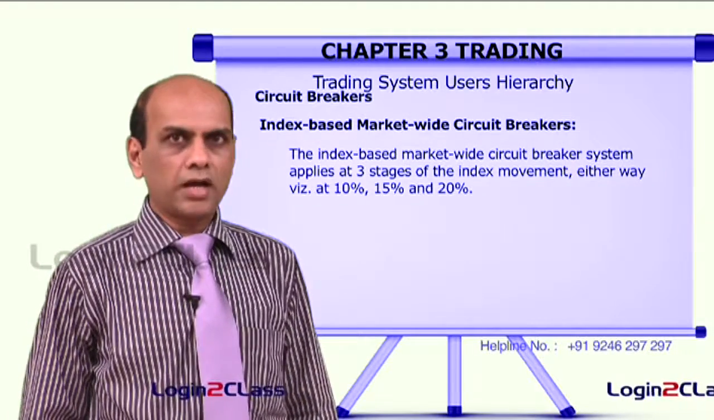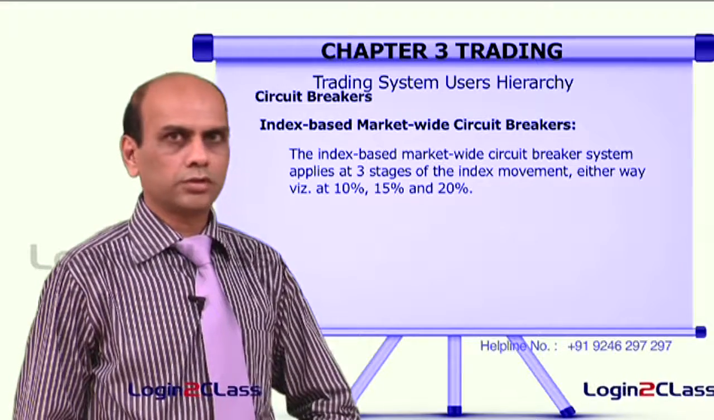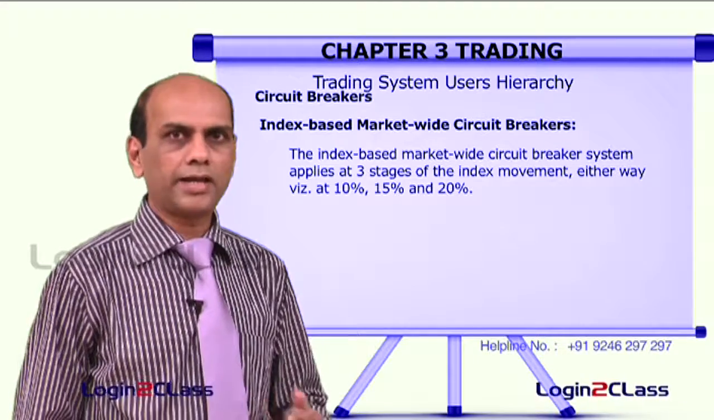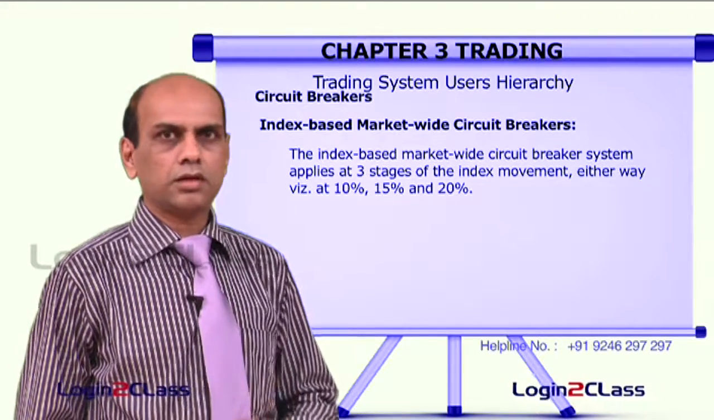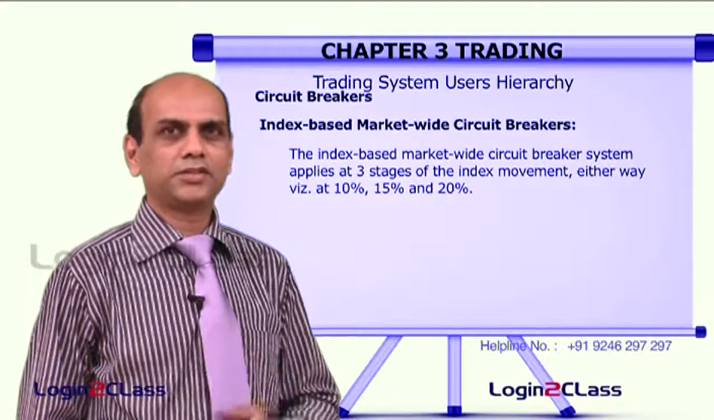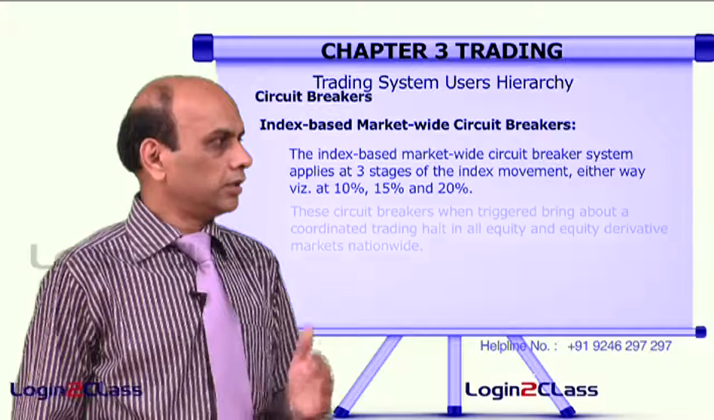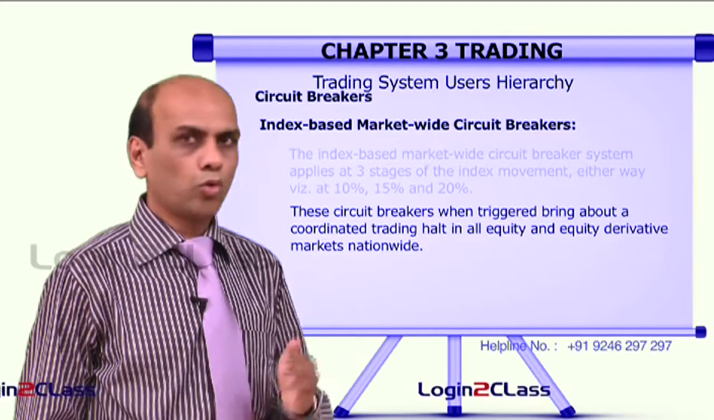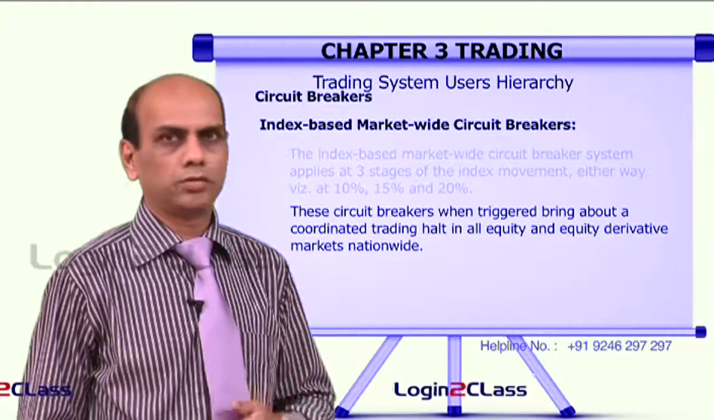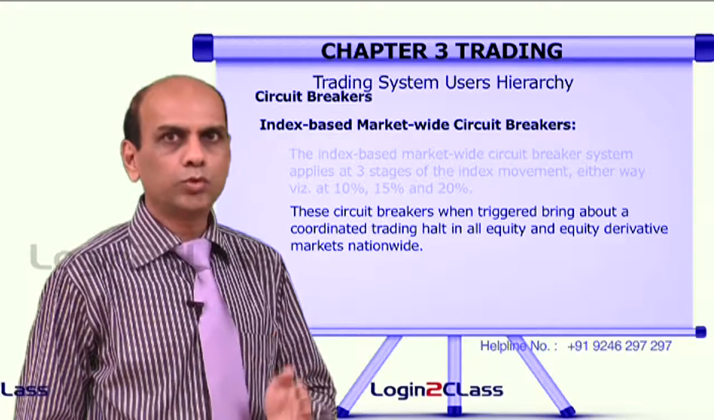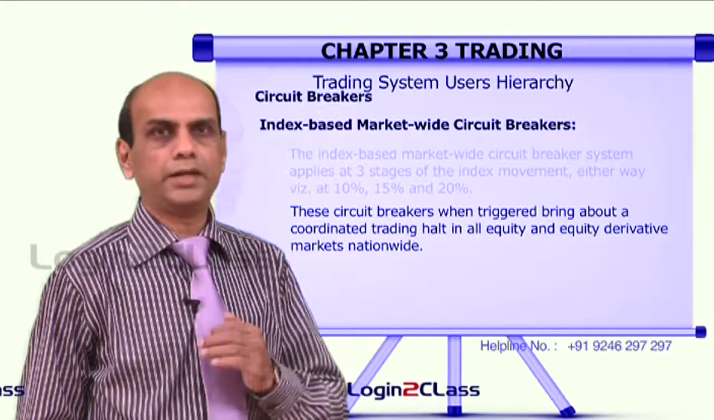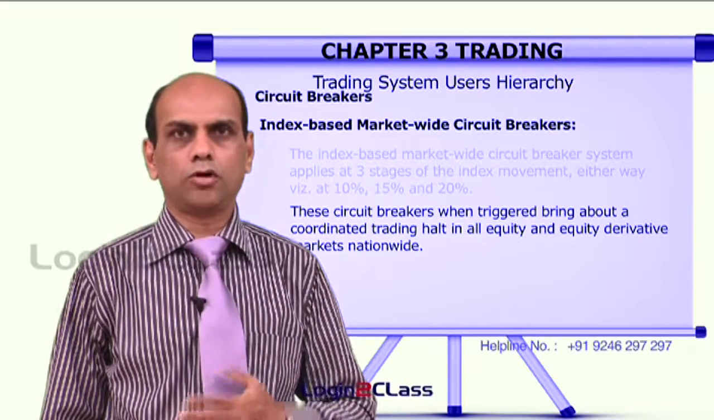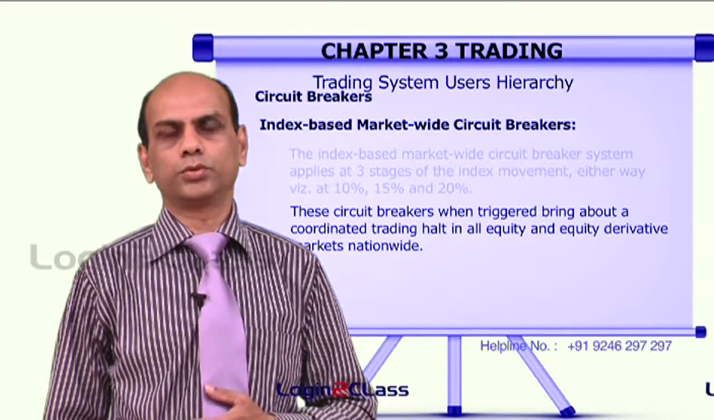The index based market wide circuit breaker systems apply at 3 stages of the index movement either way. The 3 levels are 10%, 15%, 20%. These circuit breakers, when triggered, bring the market to a coordinated trading halt in all equity and equity derivatives markets nationwide. Now, let me explain what is this 10% or 15% or 20% circuit.